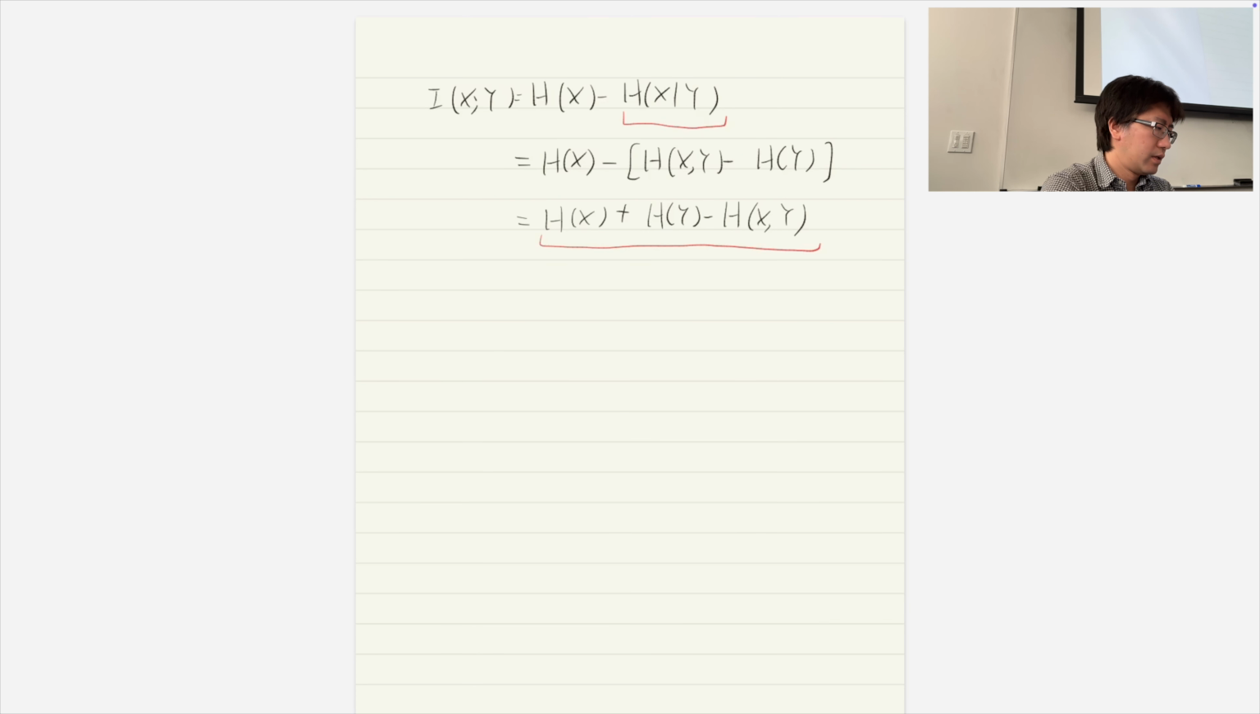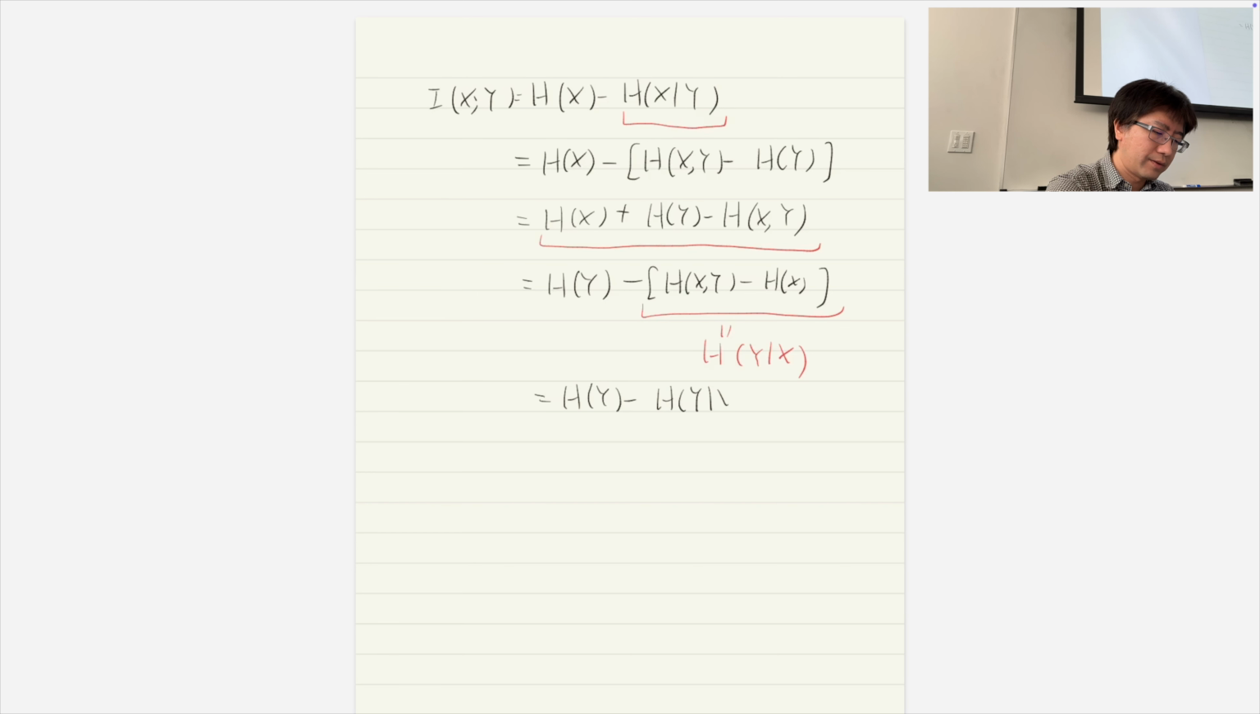If we go further, you can play around with it. If we take H(Y) out, and then subtract H(X,Y) minus H(X), then we can see that this guy is equal to H(Y given X). Again, we reach our conclusion from before: this equals H(Y given X), and that equals I(Y;X). So we can derive our previous result. But yeah, you can play around with it.